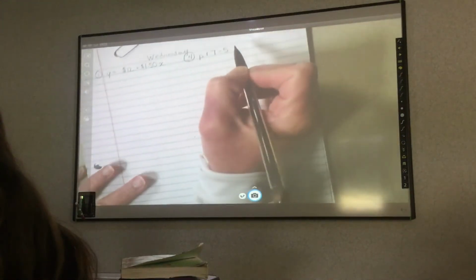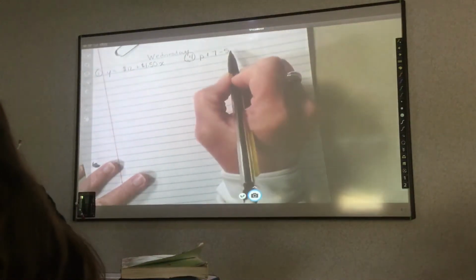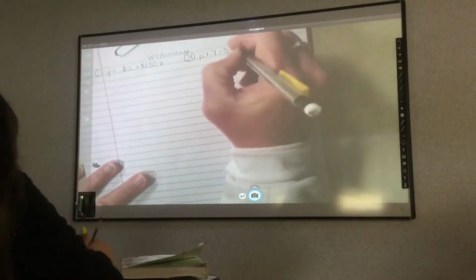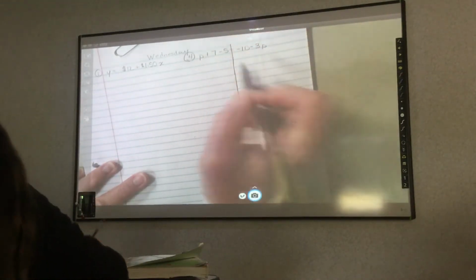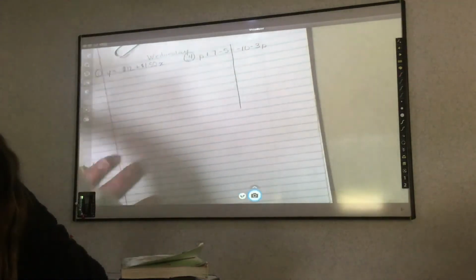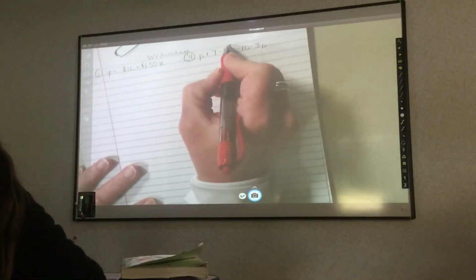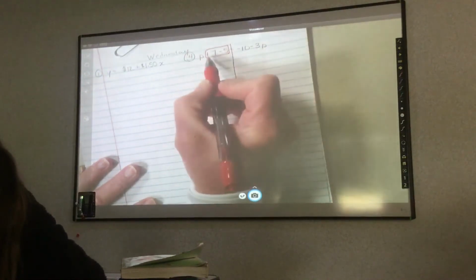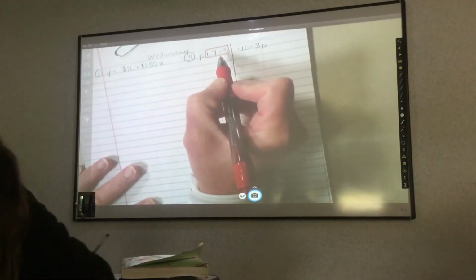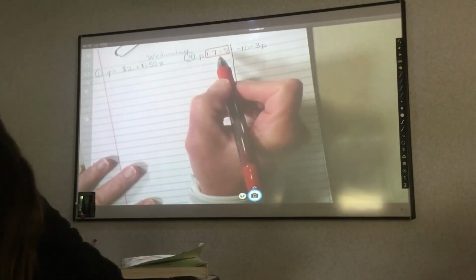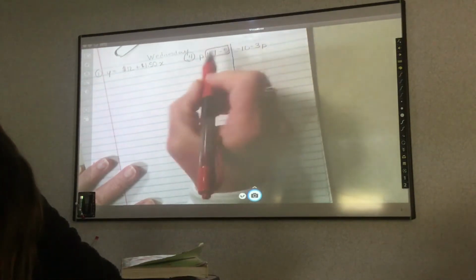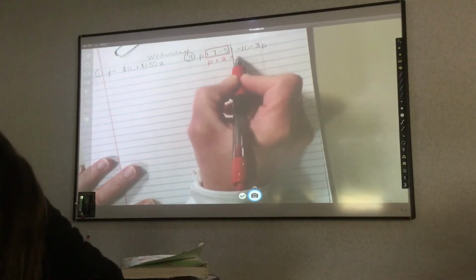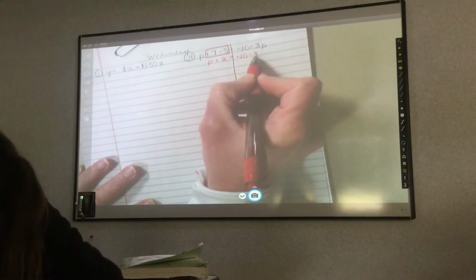Thank you. P plus 7 minus 5 equals a negative 10 minus 3p. Draw your line. On the left-hand side, I have 2 numbers that don't have letters that I can combine. I have a positive 7 and a negative 5. So what's a positive 7 and a negative 5? 2. So I'm left with P plus 2 equals a negative 10 minus 3p.